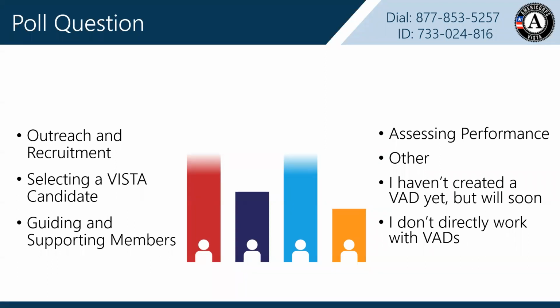I see a lot of responses coming in. You can see your answers are outreach and recruitment, selecting a VISTA candidate, guiding and supporting members, assessing performance, other. And if you select other, please type your response in the chat. Or maybe you haven't yet created a VAD because it's a new project, or perhaps you're on this webinar and you don't directly work with VADs, but you might be other VISTA project staff.